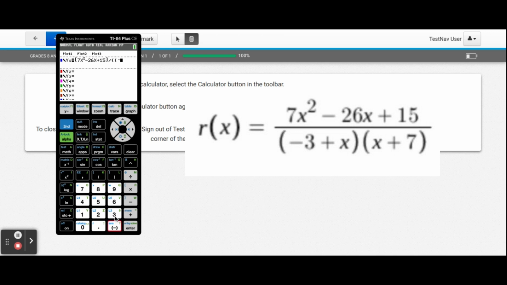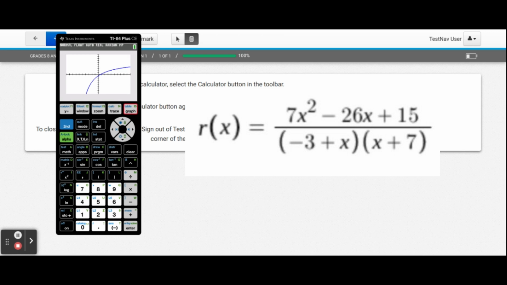I'm wrapping the entire denominator in parentheses, so it starts off with the double parentheses, like so. That way it doesn't think that this second parentheses is part of the numerator or something like that. I'm always very paranoid about these TI things. All right, graph. There you have it.